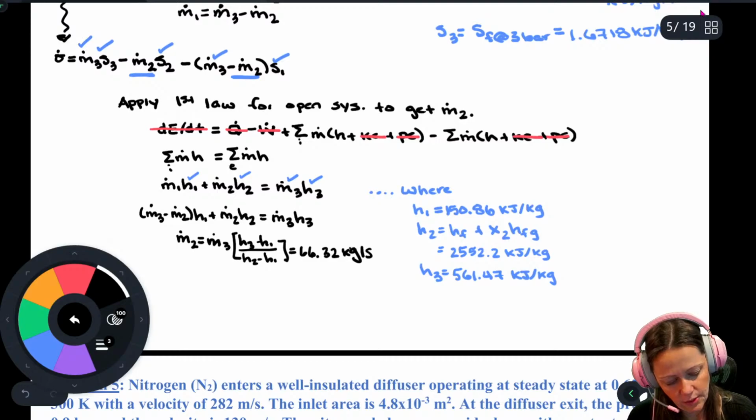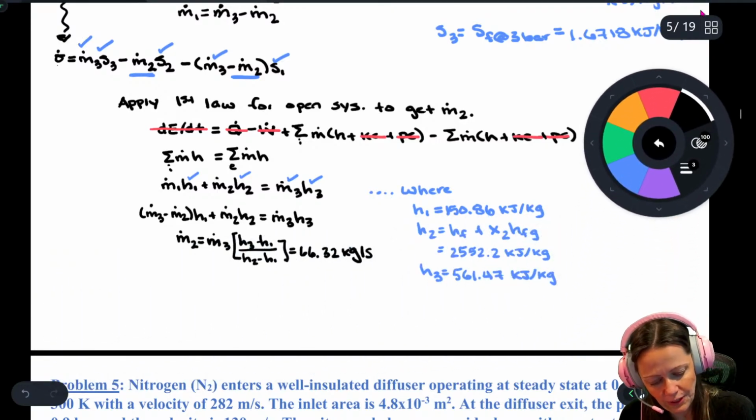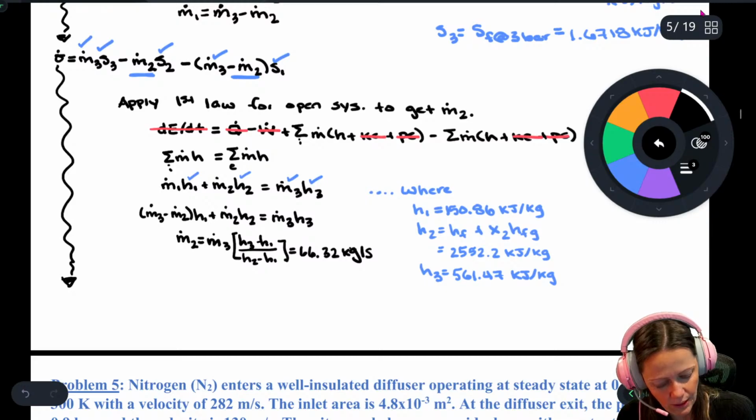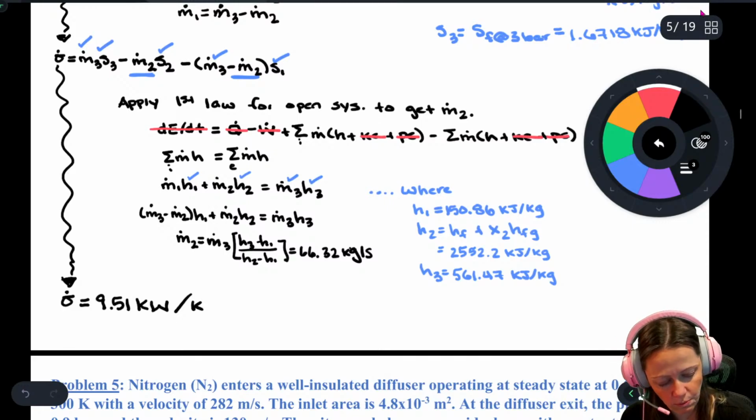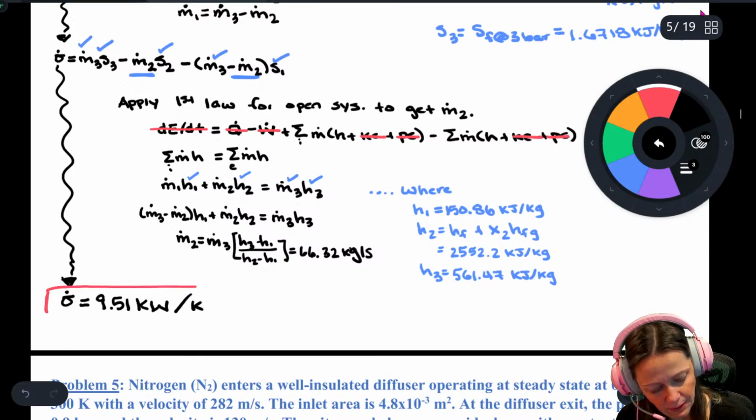All right, so I think I've got everything I need. That was a lot of work to get that m dot 2, but we got it. So now we can plug in everything and get sigma dot. I believe I've got 9.51 kilowatts per Kelvin. I will box that and be very happy about that.